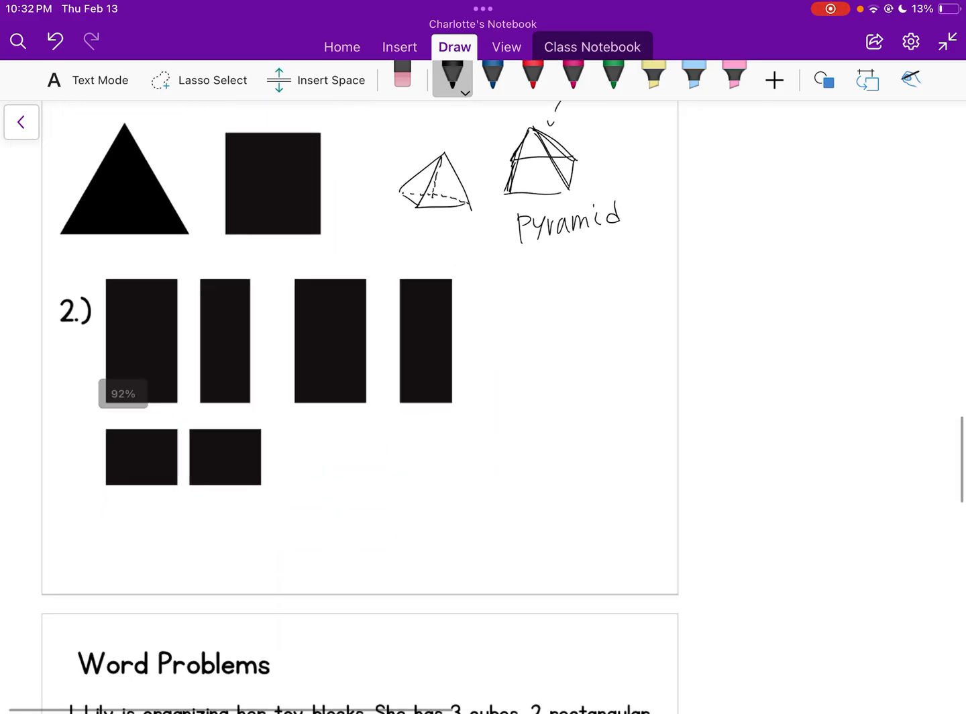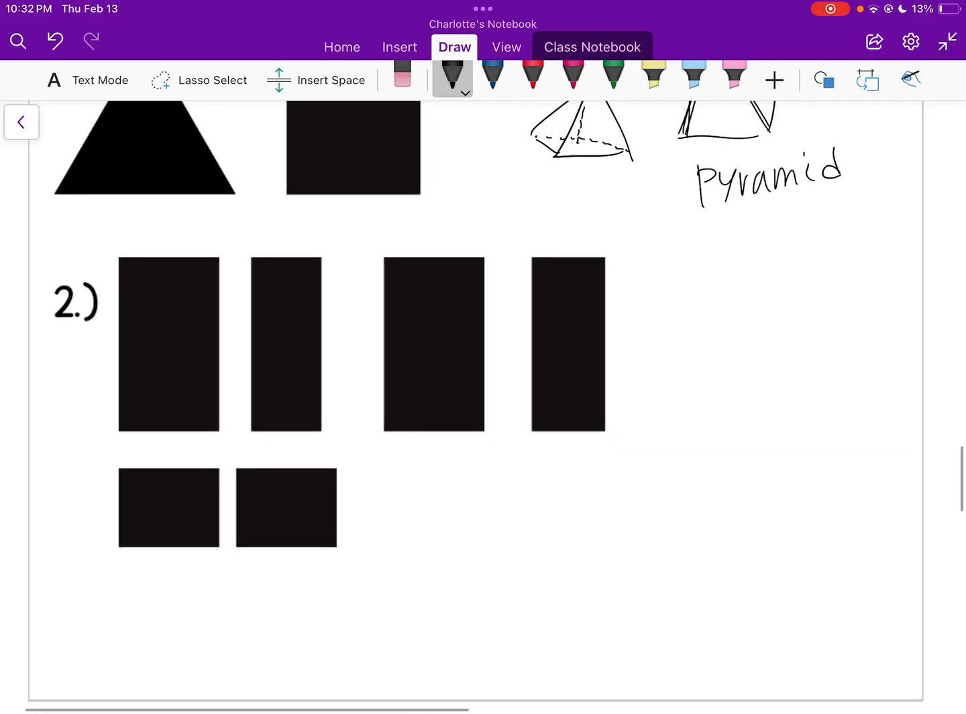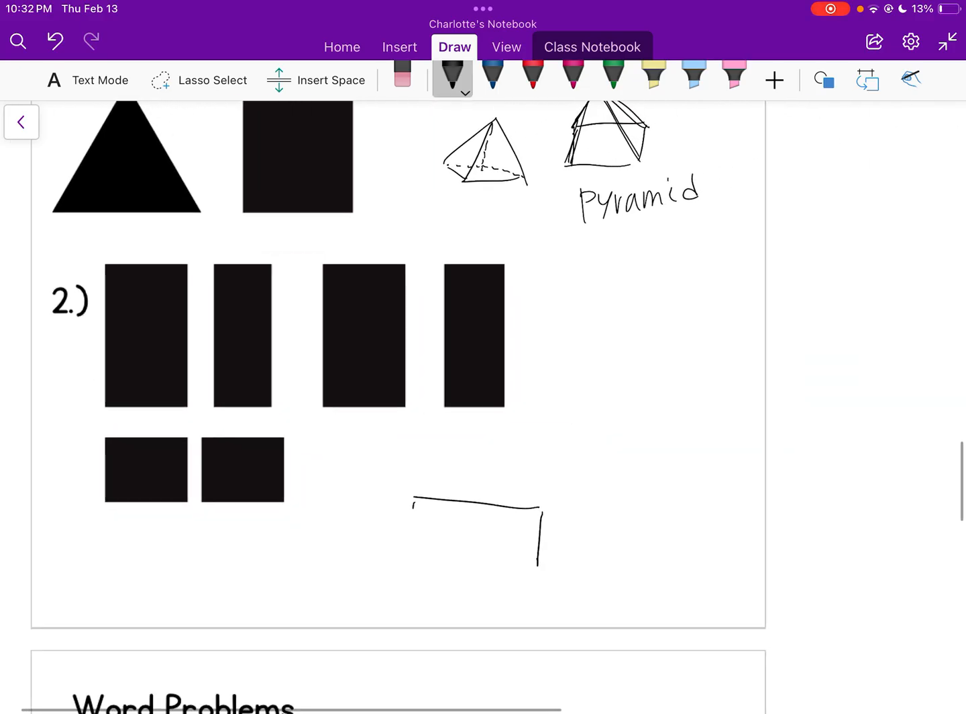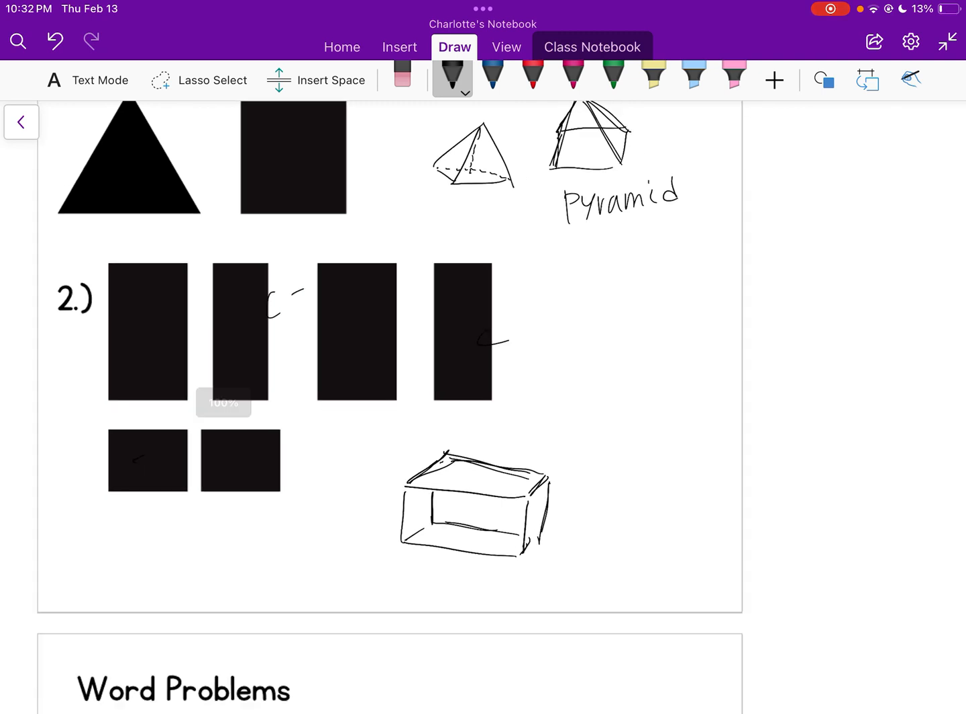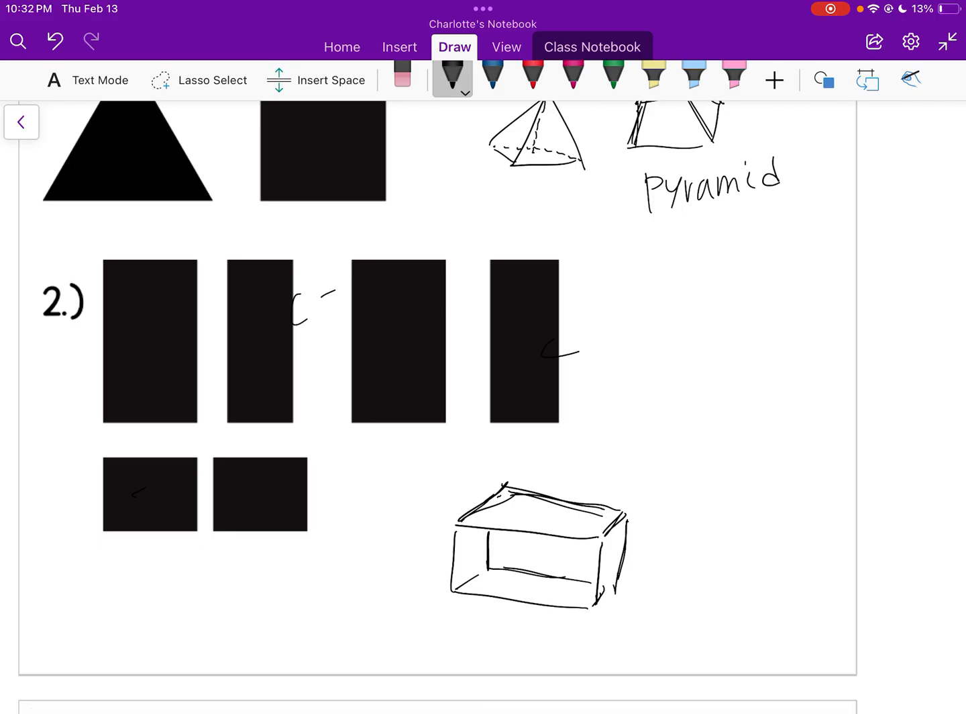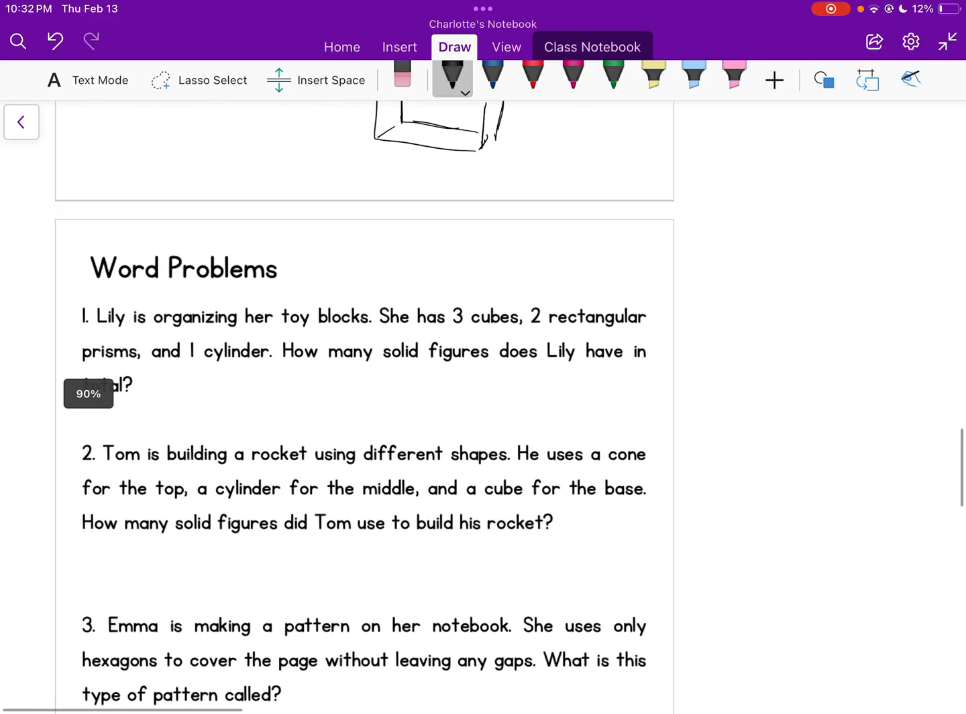And for number two, it's a lot of rectangles. So it's a big rectangle here. And this one is gonna go on the bottom and the top. And these two will be on the side. So it's like this. And when there are rectangles like this for all the sides, we call this rectangular prism. And that's it. And next one is word problems.